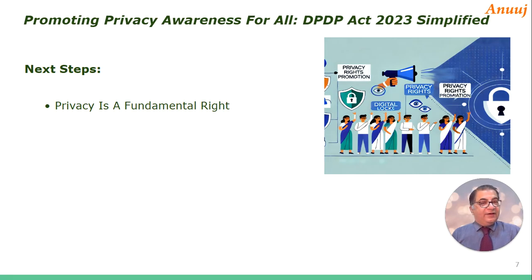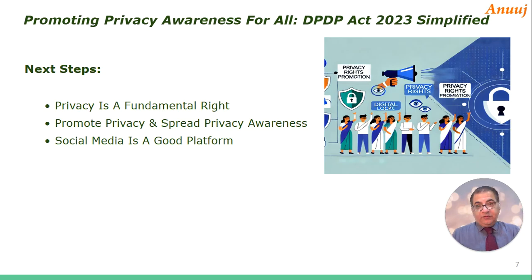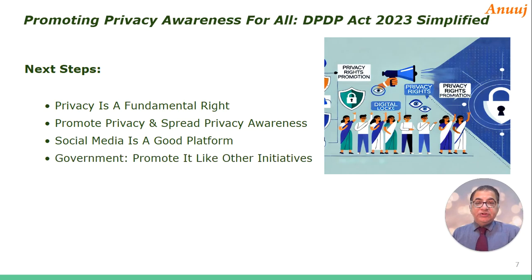Privacy is a fundamental right. This is something that many citizens still do not know. So the government should promote privacy and spread privacy awareness. Not only the government, but also the fiduciaries who are collecting and processing the data, and associations dealing with personal data or privacy-related matters. It's our responsibility to promote privacy and spread privacy awareness. Social media is one of the good platforms to do that. The government should promote it as they do any other initiative, like Pulse Polio. They should do the same for privacy rights.